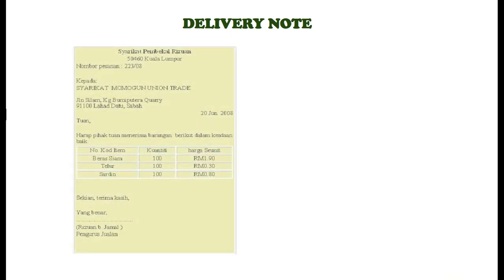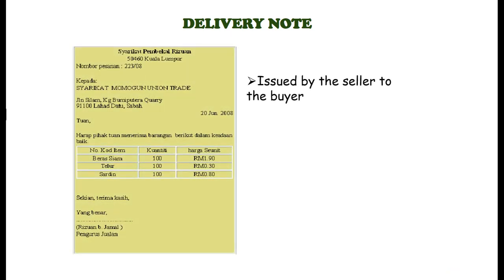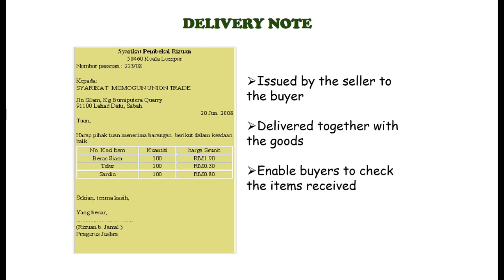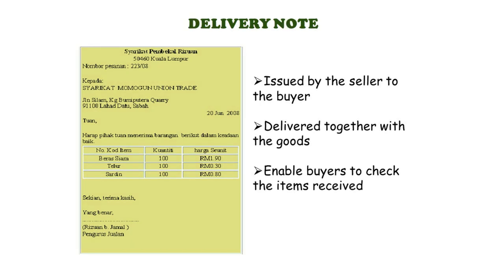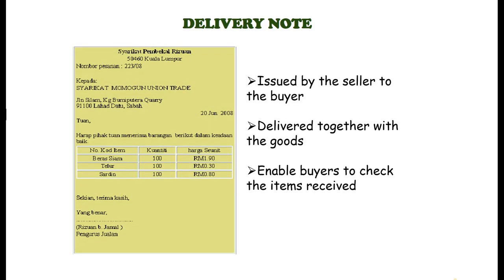Delivery note. A delivery note is issued by the seller to the buyer. It is delivered together with the goods. It is used as a checklist, which enables the buyer to check the items received, and it can also serve as proof of delivery, as a copy of the delivery note is returned to the seller.